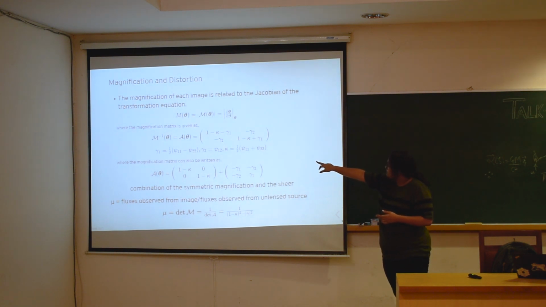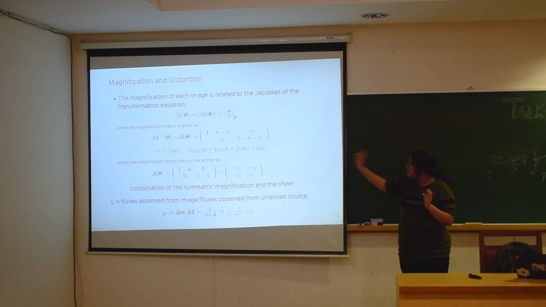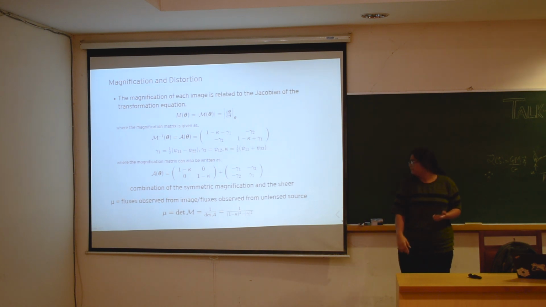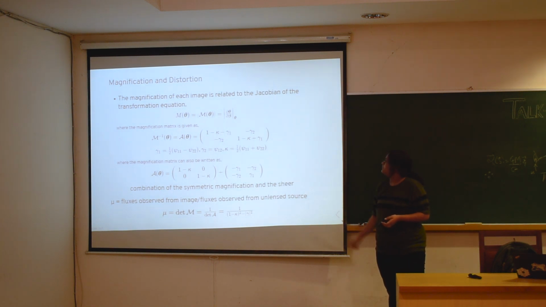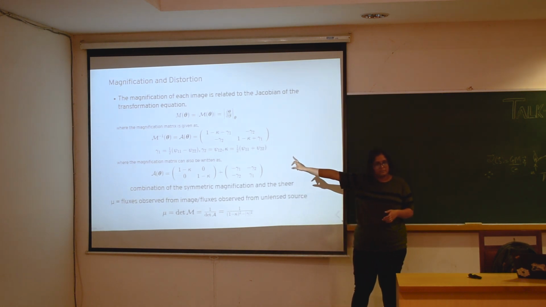And this magnification matrix, if you had to lay it out in the form of parameters, will be given by this. I will not go into what is gamma, what is kappa, what is gamma 2, and what is psi, because I have not introduced the potential. But just focus, take my word that this is the magnification matrix.